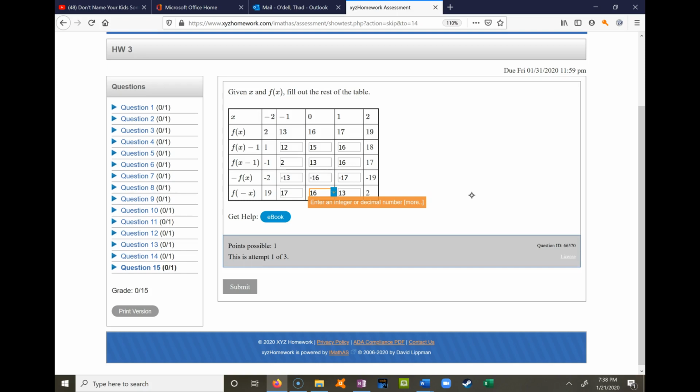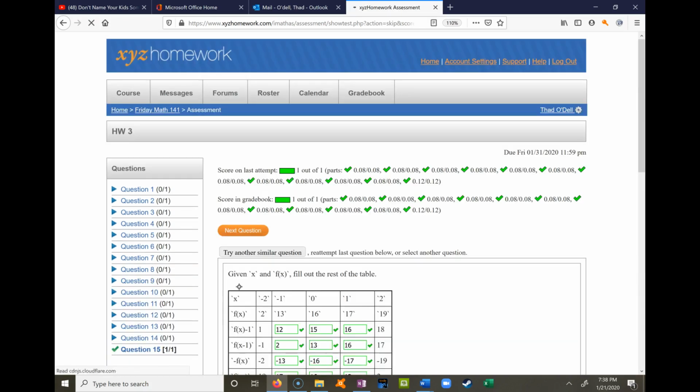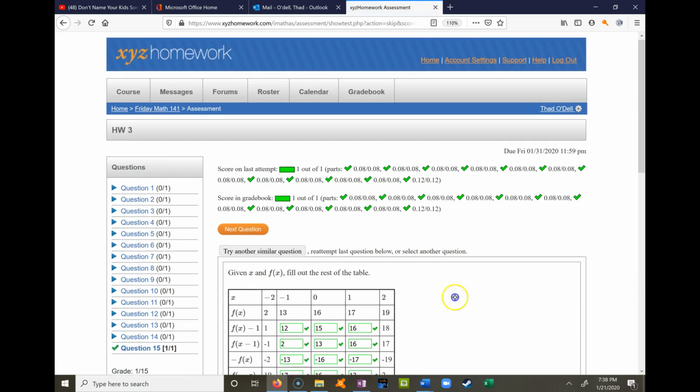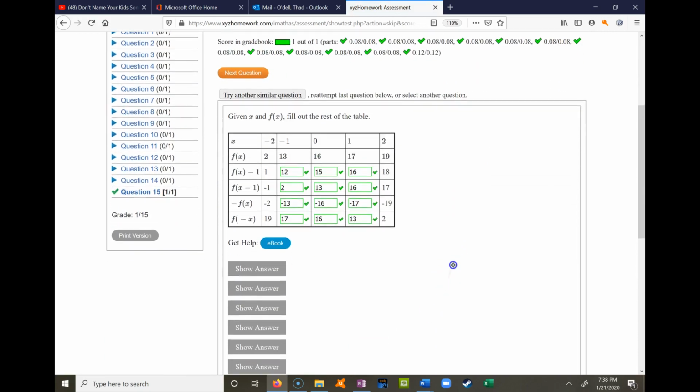All right. Oh, we better submit and make sure it all came out right. Look at all those green checks. It's so exciting. All right.